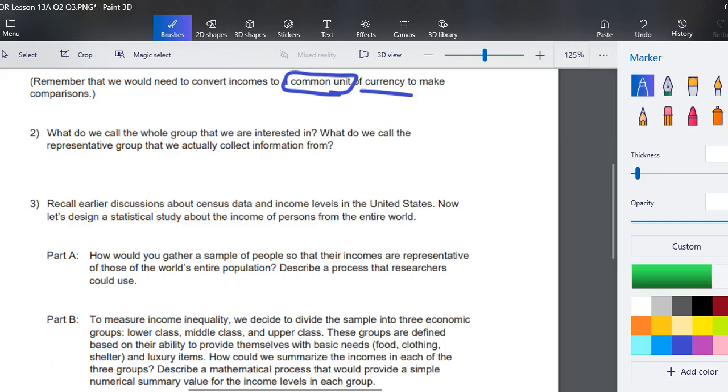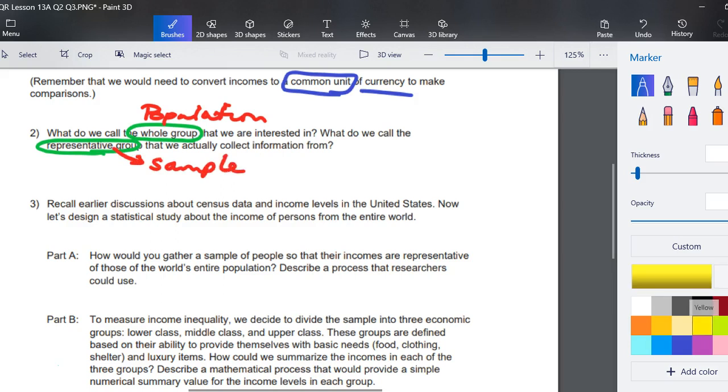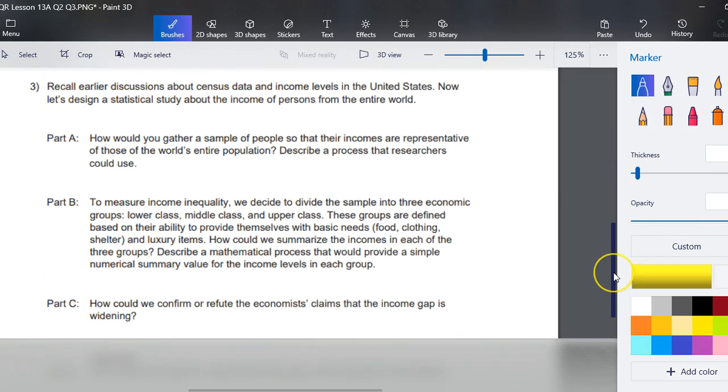What do we call the whole group that we are interested in? What do we call the representative group that we actually collect the information from? The whole group is the population. The representative group that we actually collect our information from is the sample. Recall our earlier discussions about census data and income levels in the United States. Now let's design a statistical study about the income of persons from the entire world.